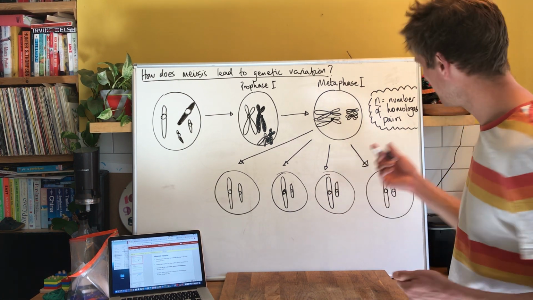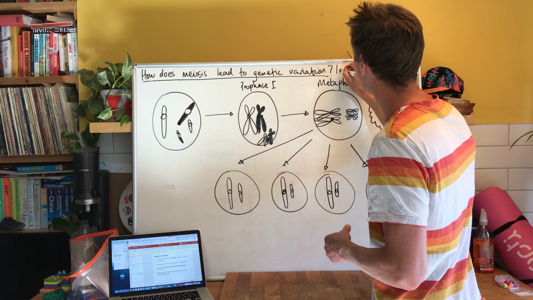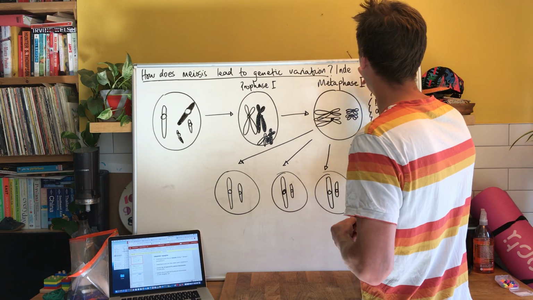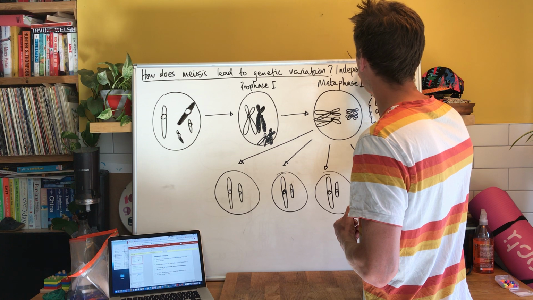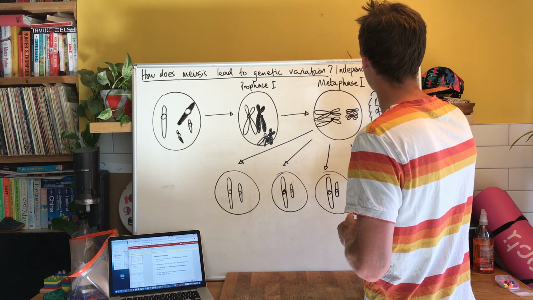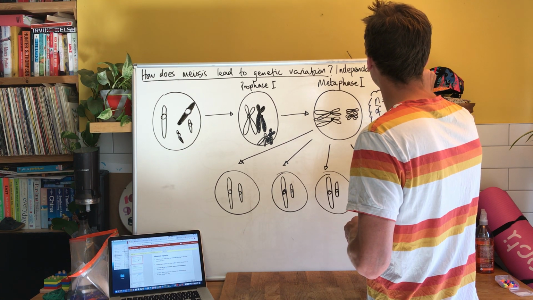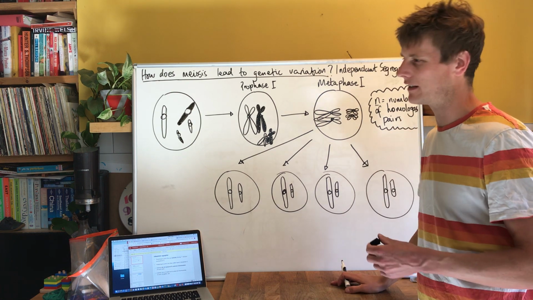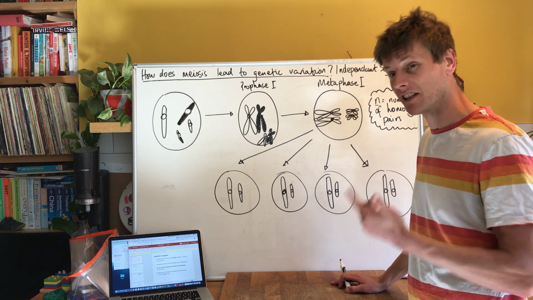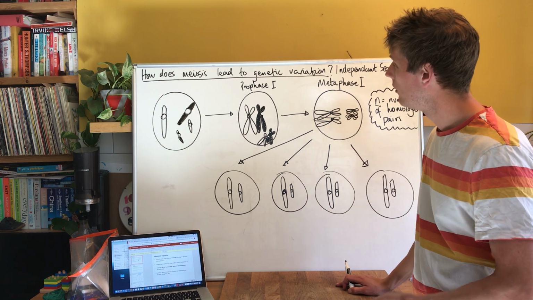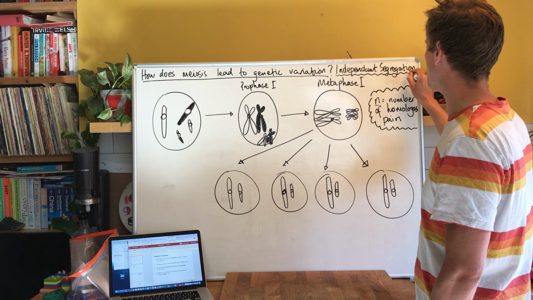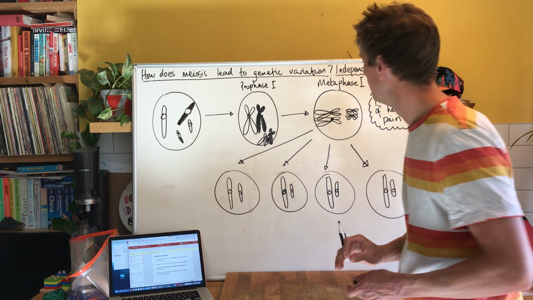The second thing that happens is a process which has a few different names, but on AQA biology we tend to refer to it as independent segregation. You may see it in other textbooks or online as random segregation, random assortment, or independent assortment. All of those tend to mean the same. We are going to refer to it as independent segregation. I'll spell that right there.